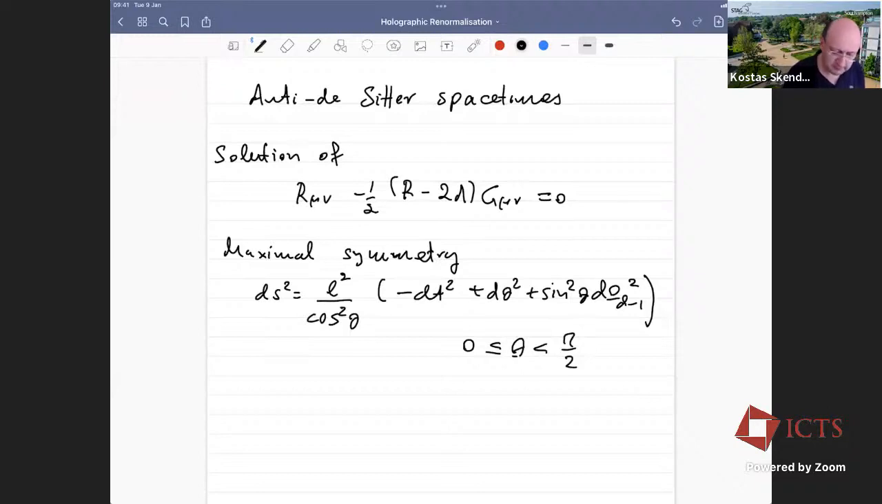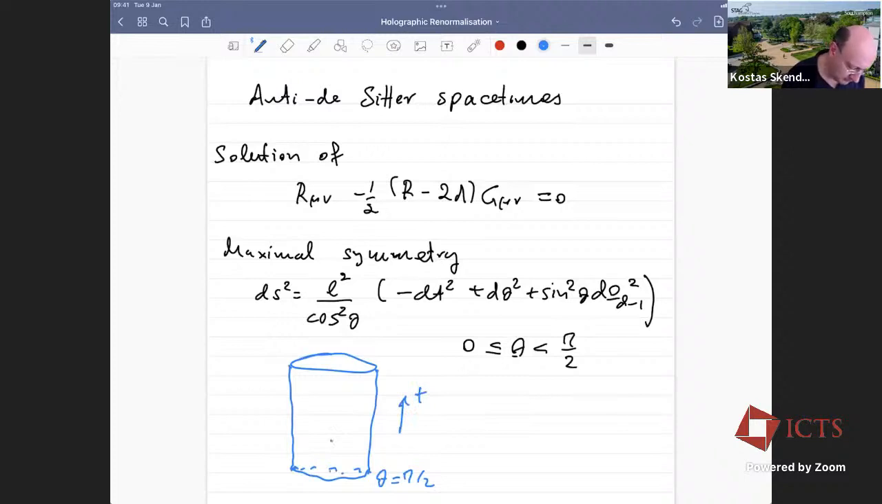So if you want to visualize this, this is like a can. Here, theta equals pi over 2 is the edge of the can, and then time goes upwards. So this has the property that if you send light rays, they are going to reach the boundary in finite proper time. So this spacetime really has a boundary. So now the issue is, this is the spacetime. I want to make sense of the meaning of the boundary. So the spacetime has a conformal boundary.